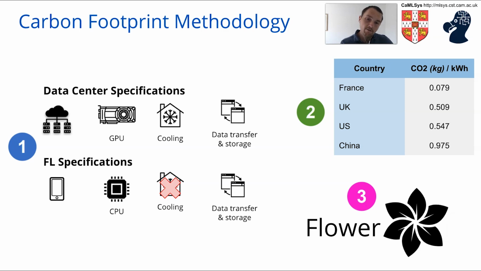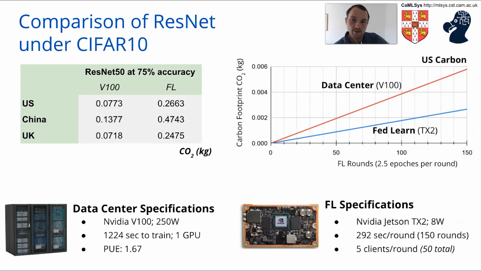And finally, third, Flower is a big part of this situation because it allows us to have accurate measurements of things like wall clock training time under different federated learning settings. Briefly, I want to go through these results here. This is a toy result in some sense. The federated learning situation is very small, the model's very small, the data center is only one GPU, but it still produces a lot of interesting insights for us to discuss.